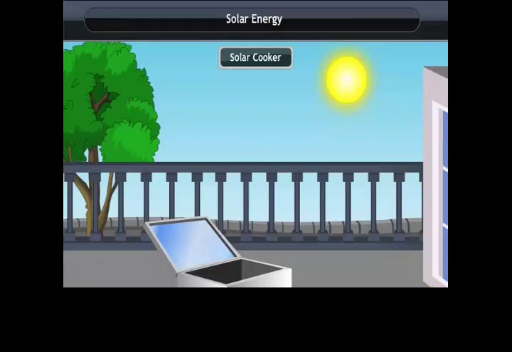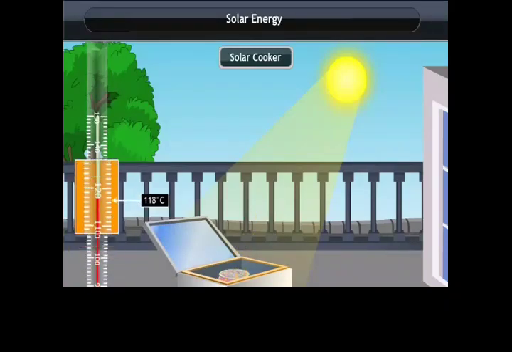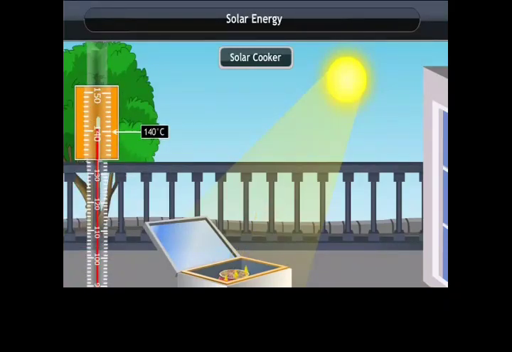The box-type solar cooker has an insulated box painted black inside. It is covered by a glass plate which allows heat to enter inside but does not allow heat to escape out. It has a mirror to reflect more sunlight into the box. The food to be cooked is kept in containers inside the box. It can produce a temperature of 100 to 140 degrees Celsius.